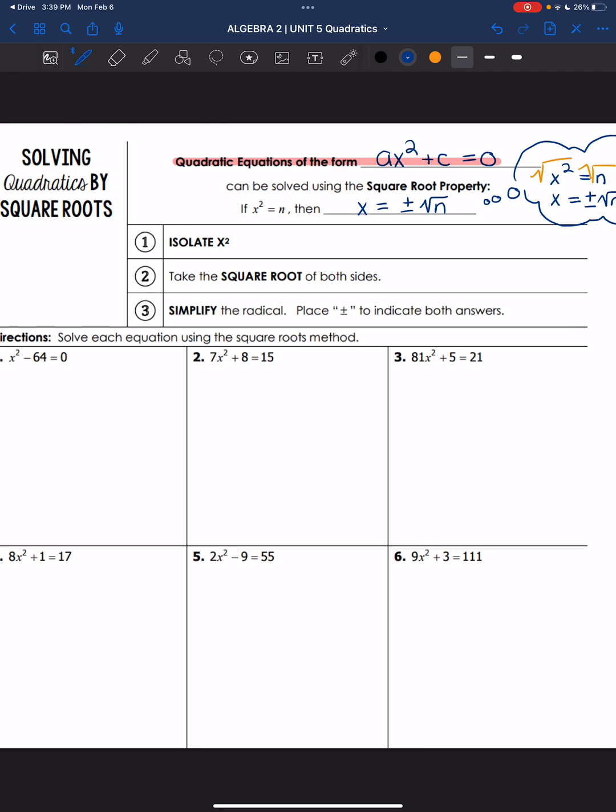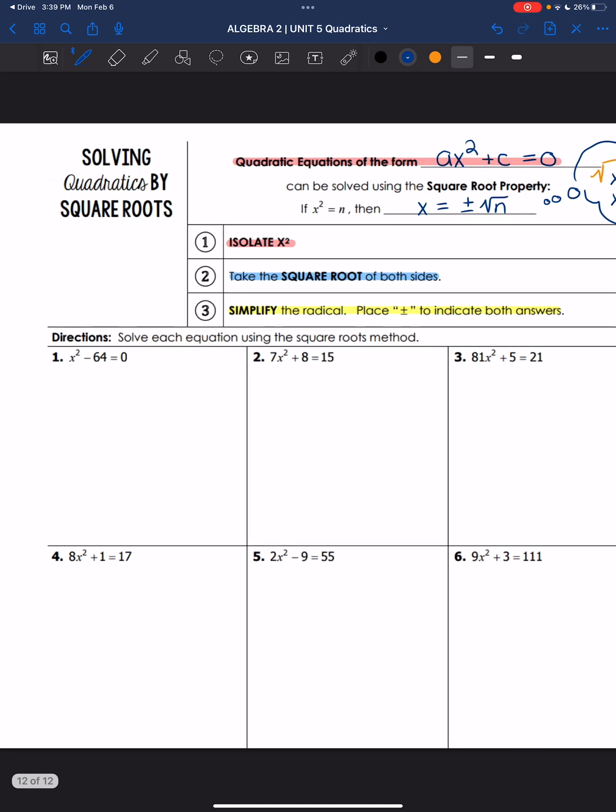And there are just 3 steps to solving using square roots. First step, isolate x squared. Second step, take the square root of both sides. And third step, simplify the radical. Make sure to place the plus or minus to indicate both answers. So let's go ahead and begin.